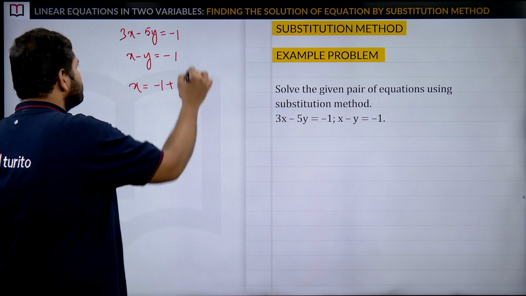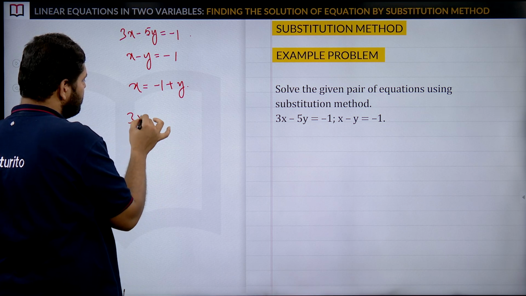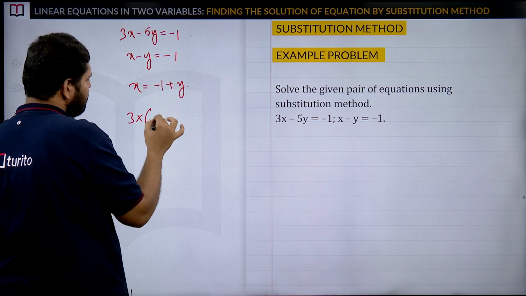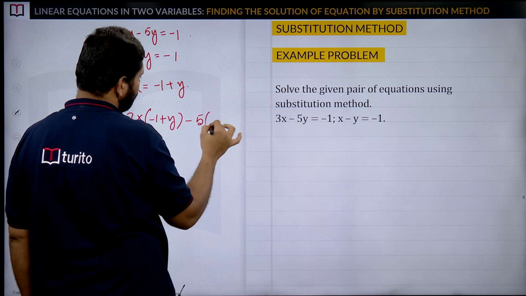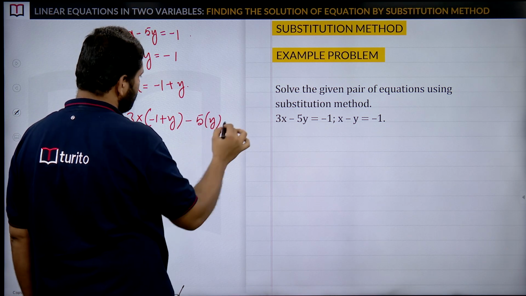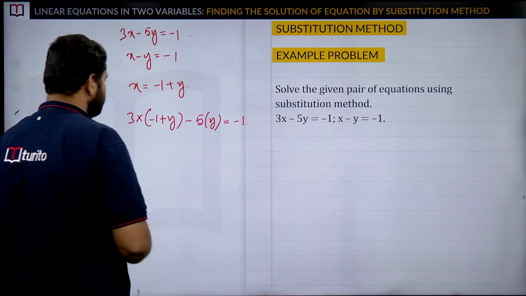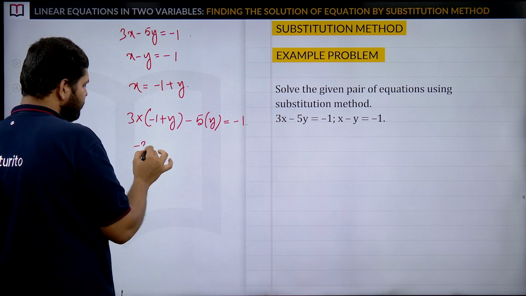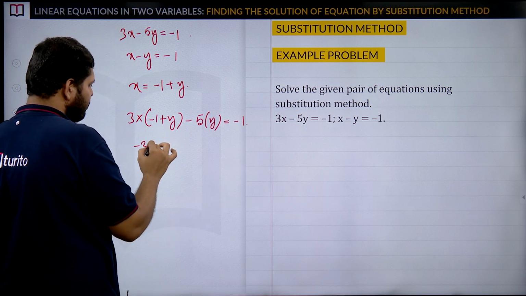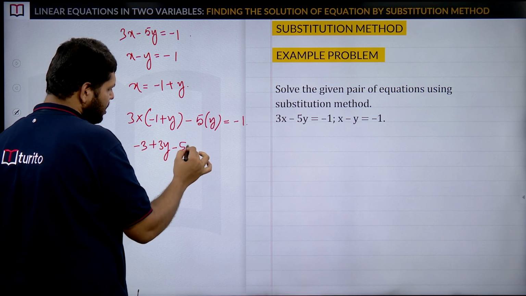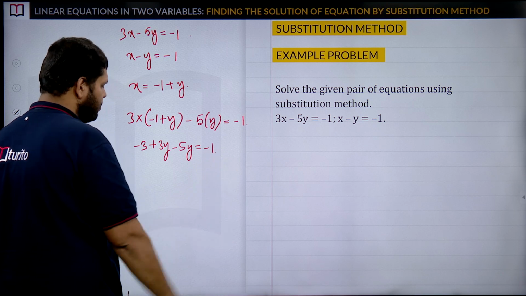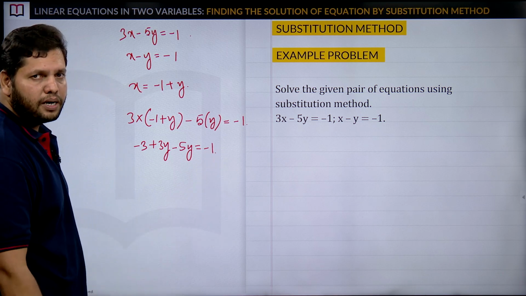Now take the first equation, children. So this is 3 into x, which means 3 into minus 1 plus y, minus 5 into y. Let it be, children, I am not changing y. So this is equal to minus 1. 3 into minus 1, we can say minus 3. 3 into y, we can say 3y. 5 into y, we can say minus 5y, is equal to minus 1. Clear, children?